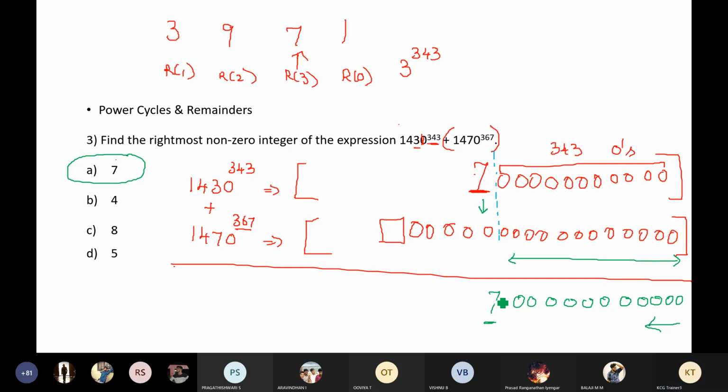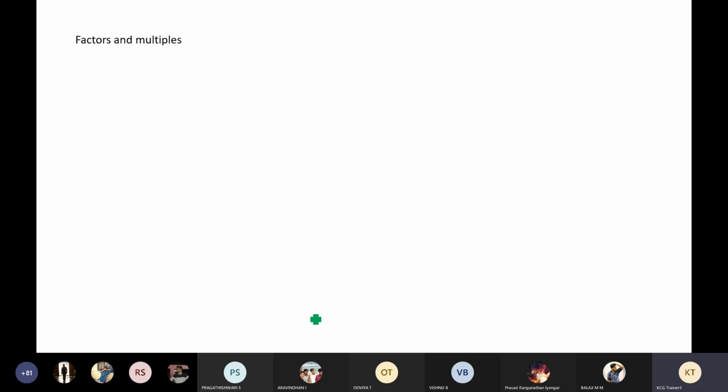Yes. Okay, guys, fine then. We'll move on to the next questions now. The next thing that we are going to look at is factors. Sir, what do we mean by factors, sir? I know how to find out factors and all that. Okay, fine. Then, can you guys tell me how many factors the number 6 has? That's my question, guys.